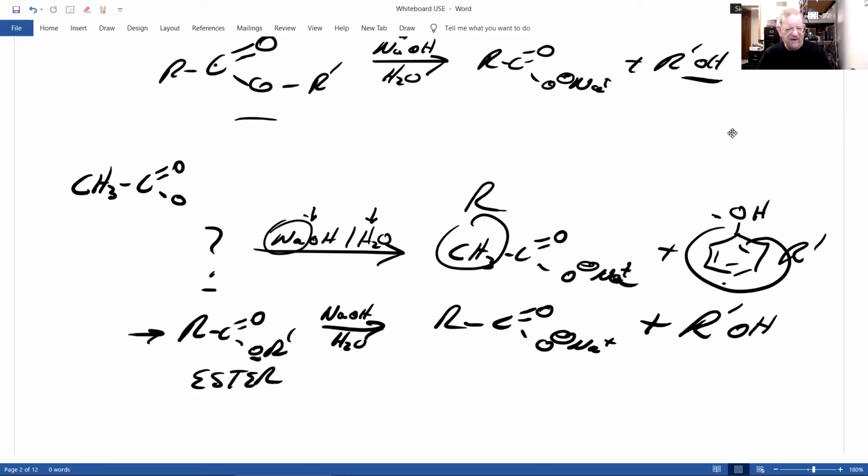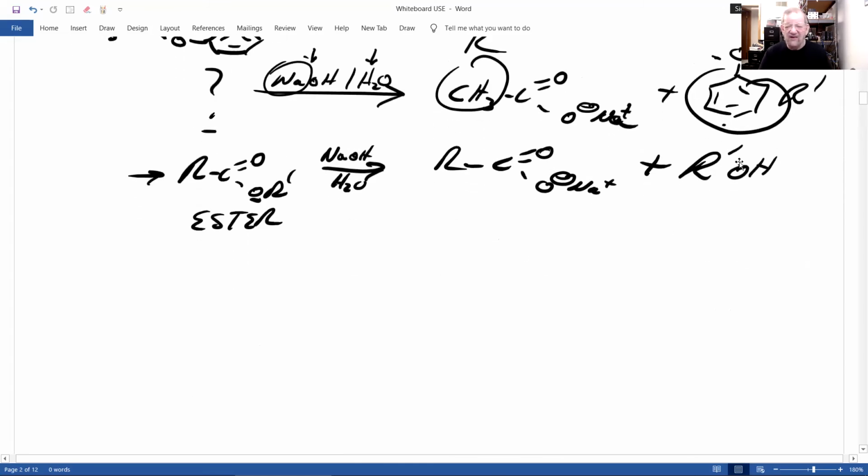oxygen, and my R group is a benzene ring. This is one way you could have drawn the benzene ring. Oh, it looks like a little smiley face, sort of. But anyways, that's called saponification of an ester.